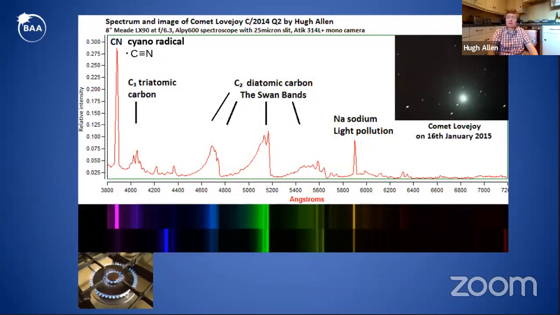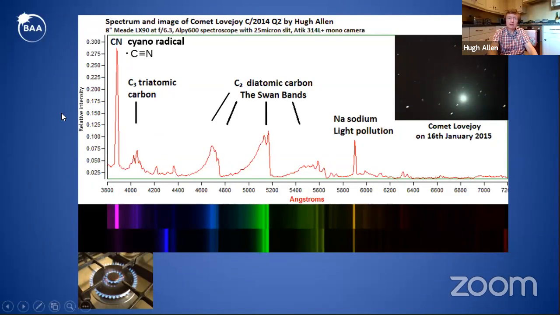So here is my spectrum of a comet. This was Comet Lovejoy from early in 2015. And here is the top spectrum. Here is the spectrum of the comet. And what I've done is I've put the spectrum below it of the gas hob flame again. And you can see how these swan bands beautifully line up in the spectra of the two bodies. So with certainty, you know that this beautiful emission spectrum from the comet is due to diatomic carbon. So there's carbon present in the emission, in the coma of comets.